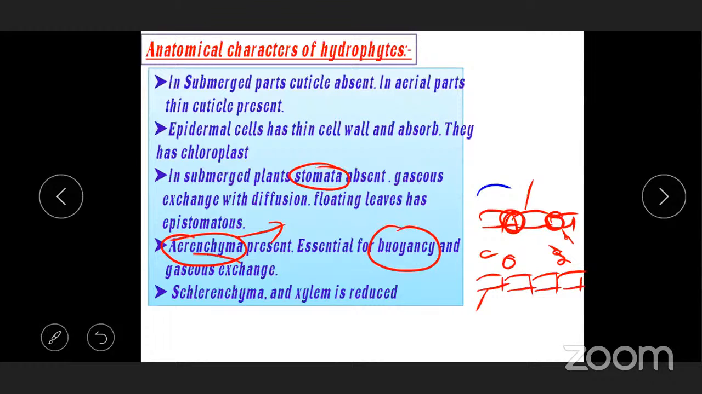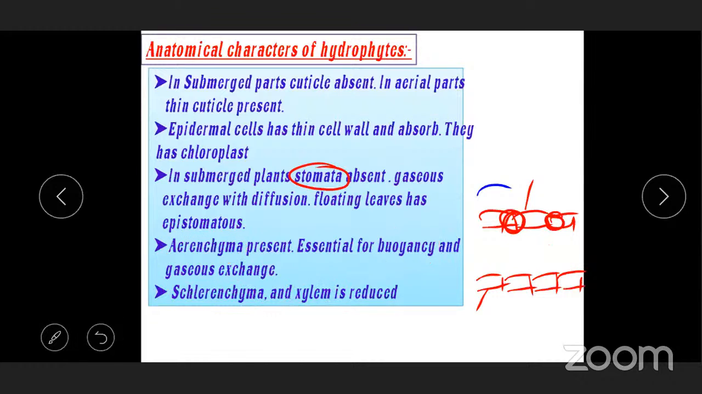Also, parenchyma is responsible for gas exchange. What is the essentiality of the parenchyma in the leaves? It is essential for buoyancy, which helps in floating on the surface of water. Gas exchange for photosynthesis and respiration is done by parenchyma. The mechanical tissue, sclerenchyma, is reduced, and xylem is reduced.